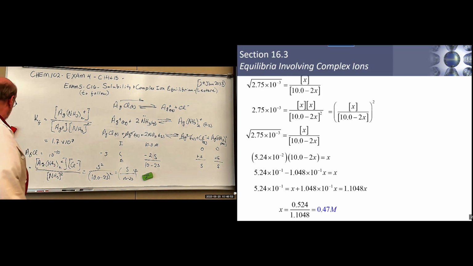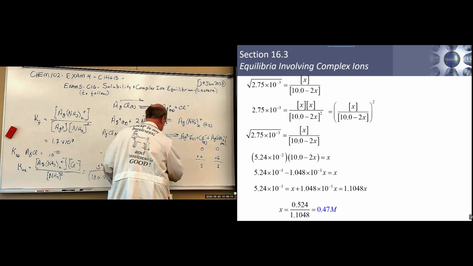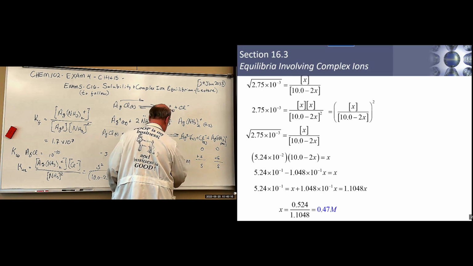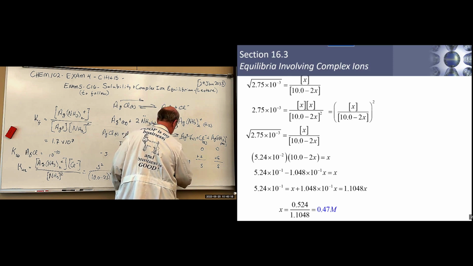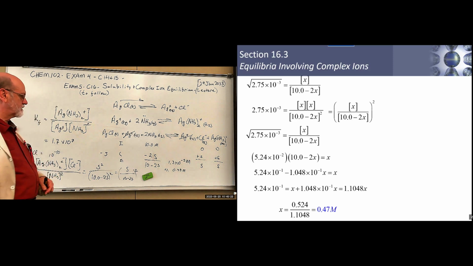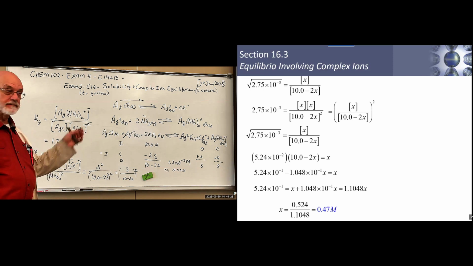of this reaction. Whereas the solubility before was, what was it? In water, that's K_sp. Solubility was 1.3 times 10 to the minus 5. So S before was 1.3 times 10 to the minus 5 molar versus 0.47 molar. So we've increased the solubility by over 4 orders of magnitude by adding ammonia.